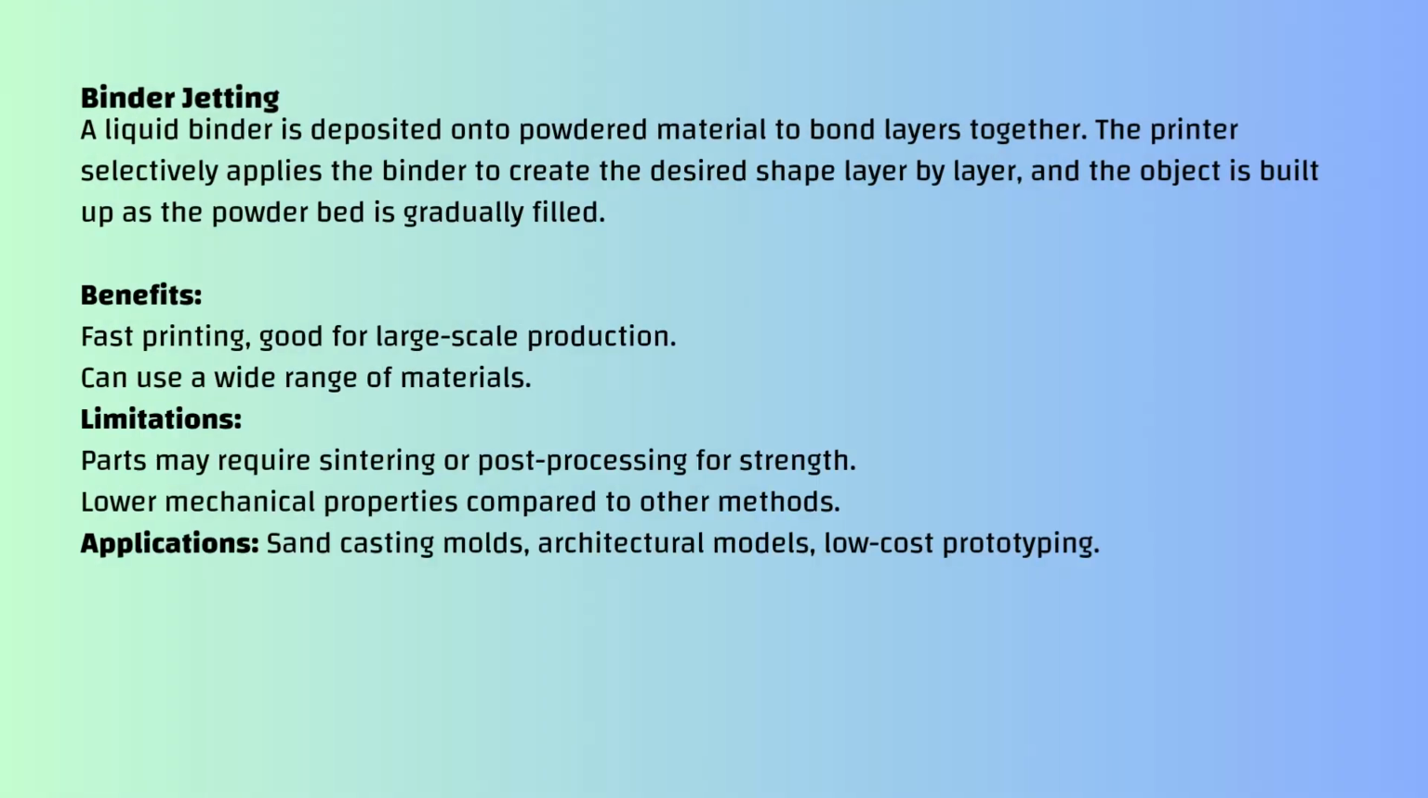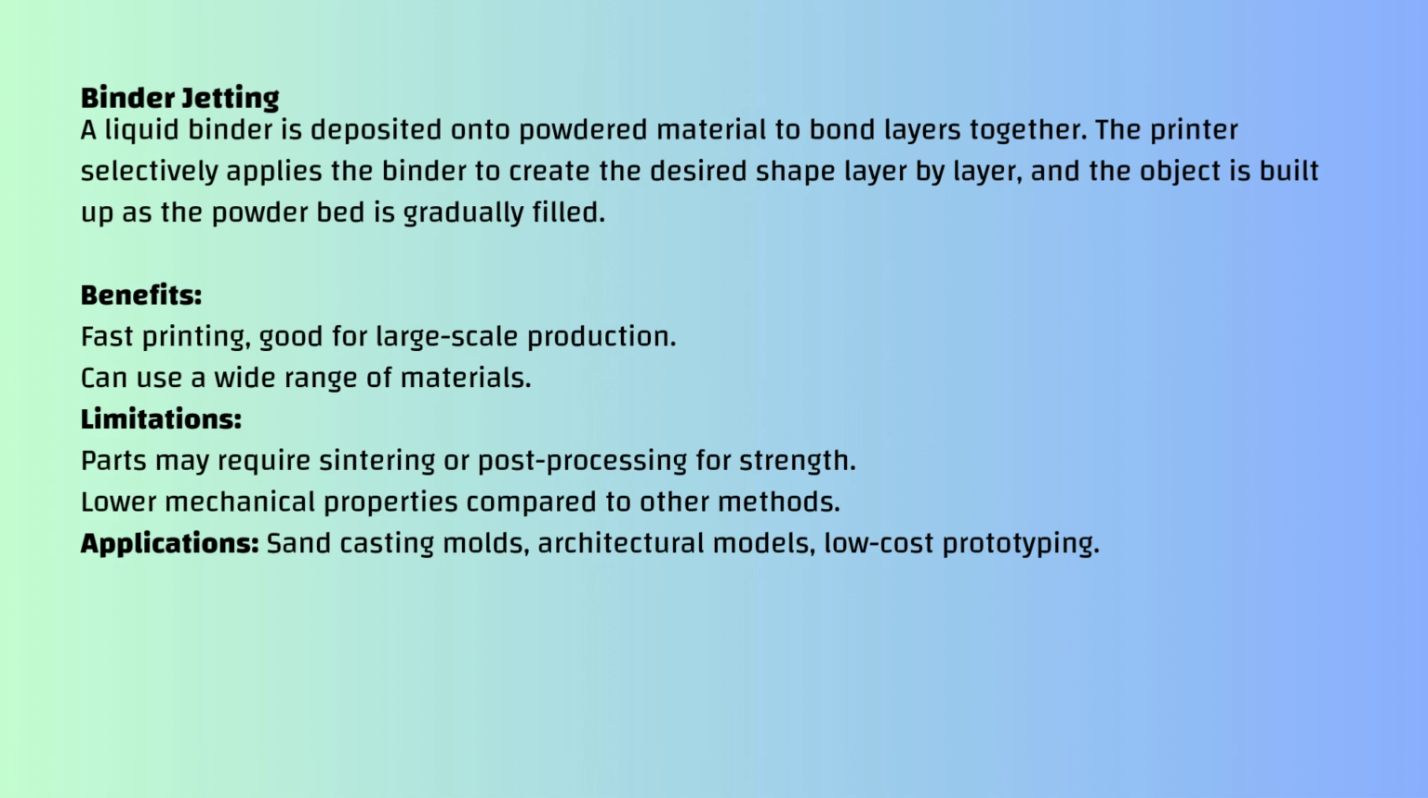Binder jetting involves selectively depositing a binding agent onto a bed of powder such as sand, ceramics, or metals to bond particles together. Unlike other powder bed processes, it doesn't use heat during printing. After printing, the green part is sintered or infiltrated with another material to achieve strength.